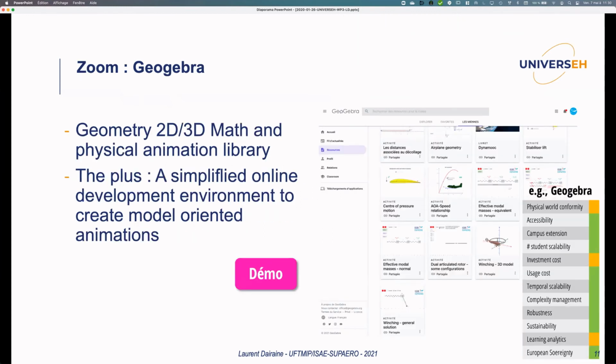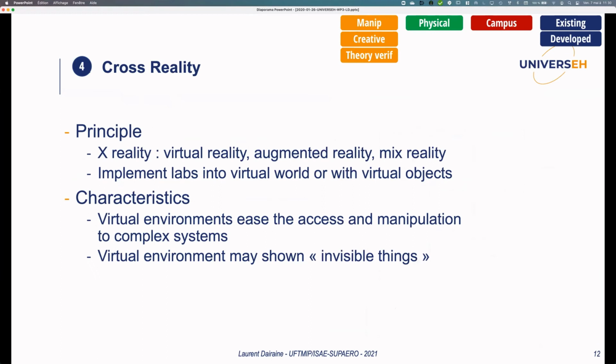So this is GeoGebra. Now, a few information about cross reality. Cross reality, you know, is a federative name for virtual reality, augmented reality, mixed reality. I'm not going to show you a lot of things about that, but I think this must be mentioned because there is plenty of possibility depending on what type of labs you need to implement. Sometimes you've got labs that are very expensive to achieve, for example, a rocket. You could use any complex system in this environment.